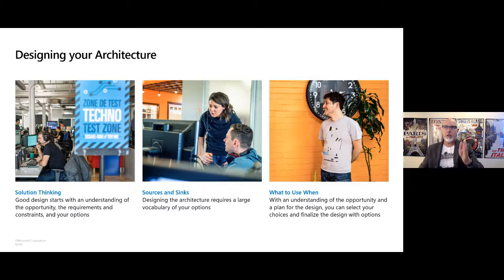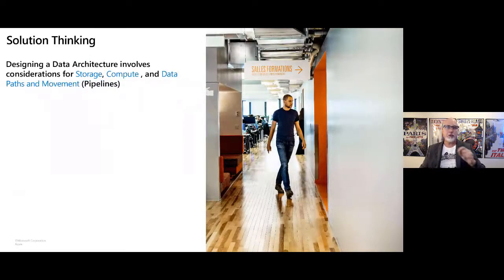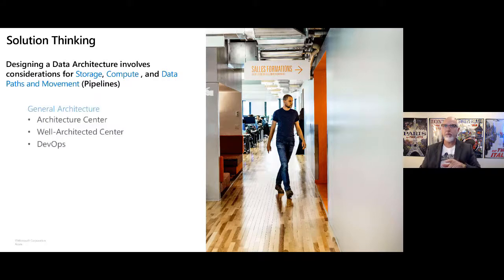So as we're designing this, you think about three things: design for solution, requirements and constraints. Know your sources and sinks, and you're going to need to know a lot of them to use a lot of them. And then we're going to figure out a process to know what to use when. The reason I say that is you want to know the process. You don't want to memorize things because they change, and then it's not a solution that changes with you. Solution thinking involves this: the considerations for storage, for compute, and data paths and movements. That's the part that we need to think about. So we're going to go over all of these very quickly.